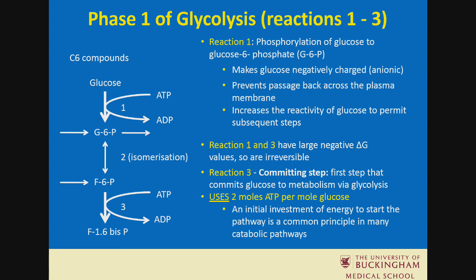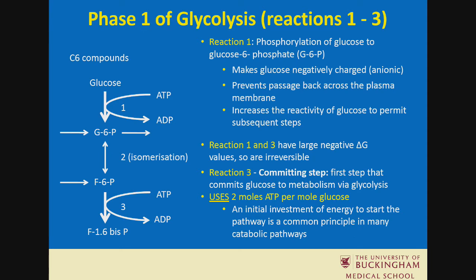We also find that reactions 1 and 3 have a large negative Gibbs free energy change. So I think Claire went over that with you last week briefly about what makes reactions likely to proceed in forward or reverse conditions. This large negative energy change means that the reverse reaction, going from the products of reactions 1 and 3 back to the initial starting materials, is energetically unfavourable. So effectively these reactions become irreversible.